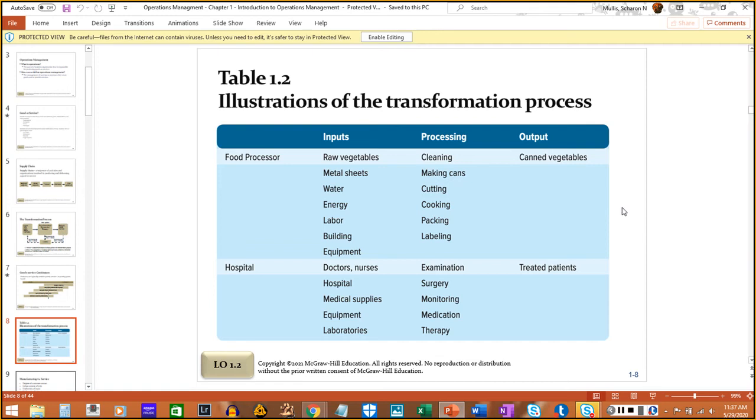For the hospital, which is a service, the inputs would be the doctors, the nurses, the hospital, and medical supplies. Processing would be the exams, the surgery, the therapy, and things like that. And then the output is a treated patient. So you have a service here, but then you have a product at the end. Again, not everything is a service and not everything is a good.